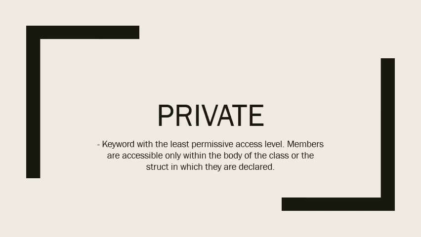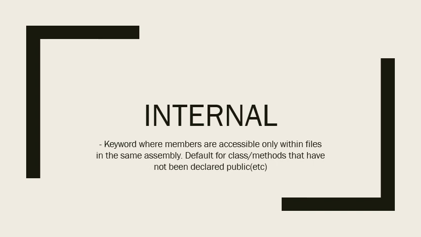Private, keyword with the least permissive access level. Members are accessible only within the body of the class or the struct in which they are declared. Internal, keyword where members are accessible only within files in the same assembly. Default for class or methods that have not been declared public.